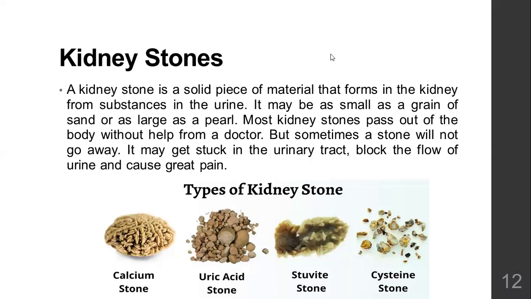Then struvite stones. Usually it is the response of your body towards an infection, a urinary tract infection. If you suffer from frequent urinary tract infections, you may develop a struvite stone. These stones can grow quickly and become quite large. There may not be any symptoms or much warning about it. It can happen very quickly.